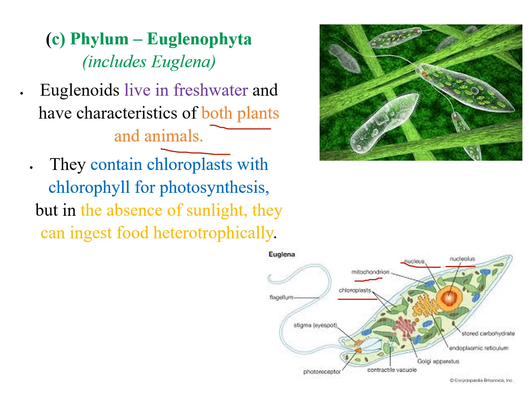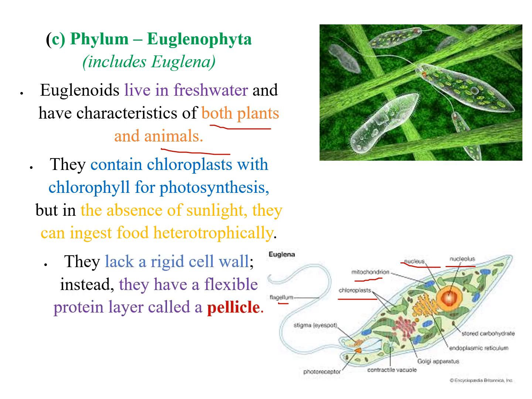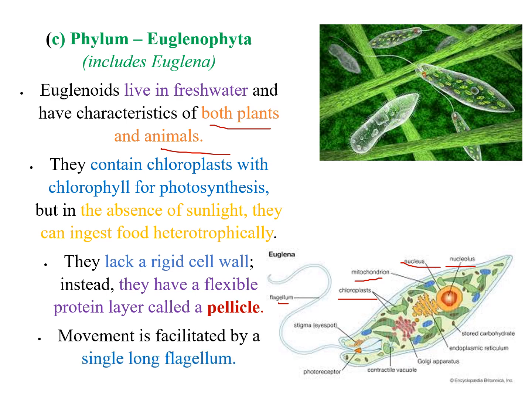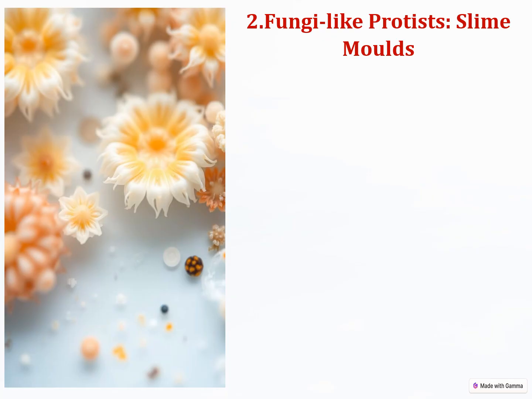flagella. So chloroplasts with chlorophyll for photosynthesis, but in the absence of sunlight they can ingest food heterotrophically. They lack a rigid cell wall; instead they have a flexible protein layer called the pellicle. Movement is facilitated by the flagellum. Here is a long flagellum, only a single one, that's why we call it a flagellum.